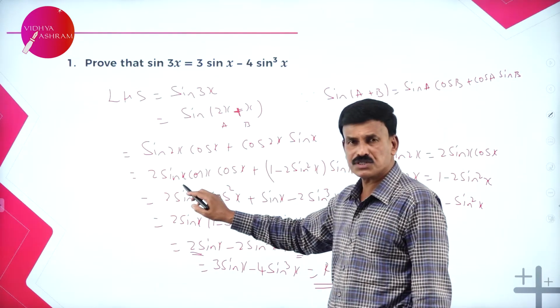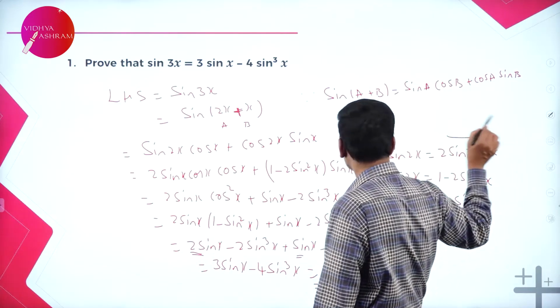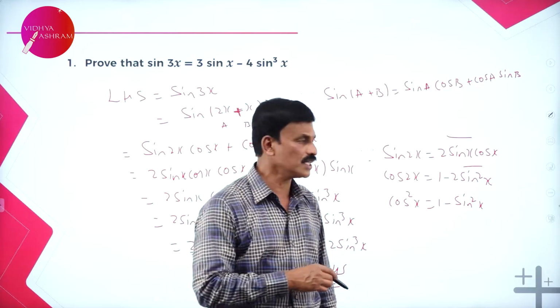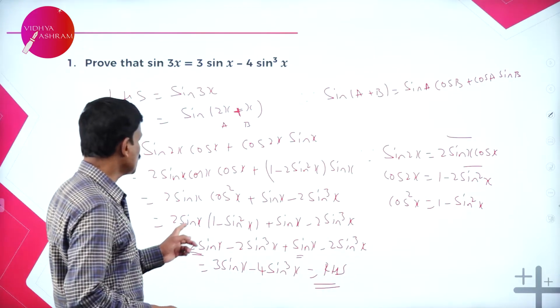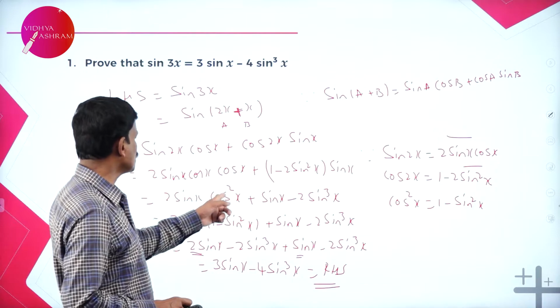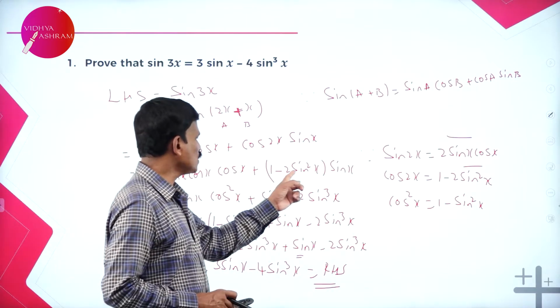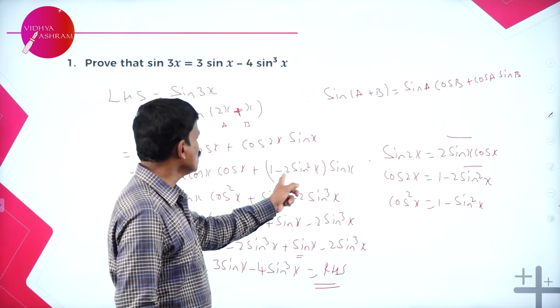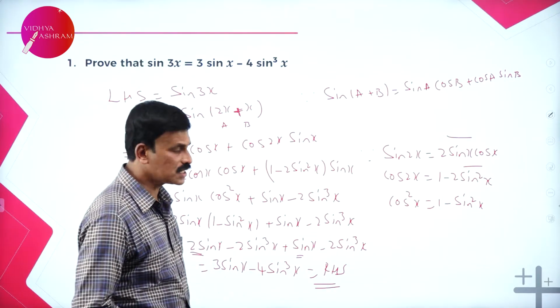Sin 2x can also be written as 2 sin x cos x, plus cos 2x, which is also equal to 1 minus 2 sin square x. Substitute here. 2 sin x cos x into cos x is cos square x. 1 minus 2 sin square x into sin x is sin x minus 2 sin square x into sin x, which is sin cube x.